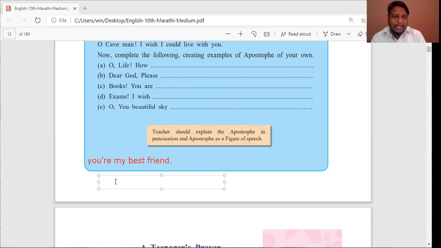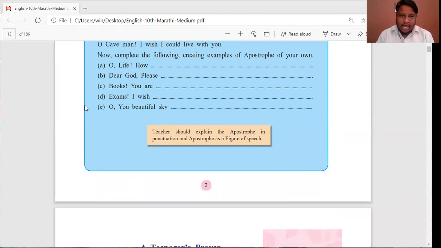The simple example is Vikas, then apostrophe and s. Vikas's mobile is very nice. This is the example, and with Vikas we use apostrophe s. We can say this is the example of apostrophe. Is it clear? So now we have to clear it.